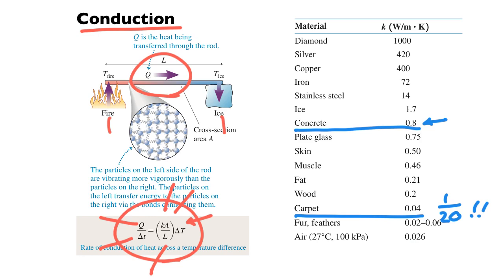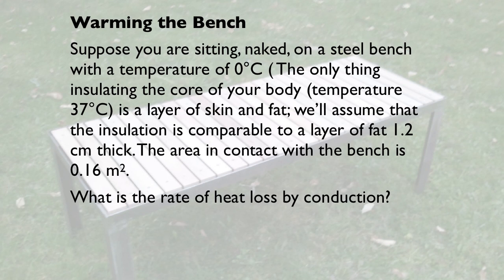Now let's look at a conduction problem. Oh, and it's the sitting on the bench thing. So suppose you're sitting naked on a steel bench and the temperature is 0 degrees Celsius. And the only thing insulating your body and the core of your body, which is at a temperature of 37 degrees Celsius, we will say, is a layer of skin and fat. And we'll assume that that insulation is comparable to a layer of pure fat that's 1.2 centimeters thick. And actually, that's pretty reasonable. It's less fat than that, but a little bit of skin. But just to make the problem simpler, we're going to assume a half inch thick layer of fat. And actually, you have a layer of fat approximately like that, and that's good, one, for cushioning when you fall, but also two, for insulation. And then we're going to answer this question: what is the rate of heat loss by conduction to the bench?